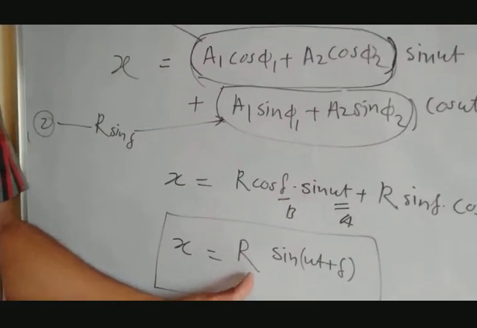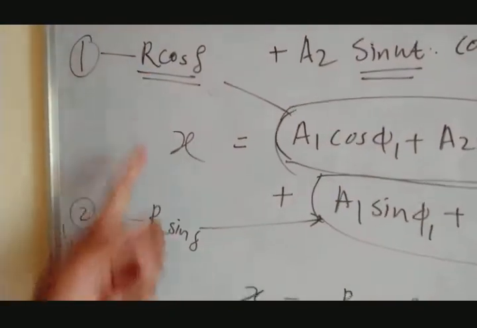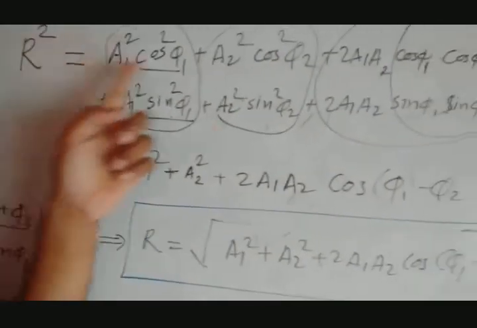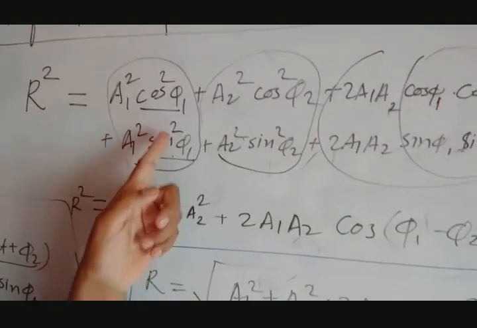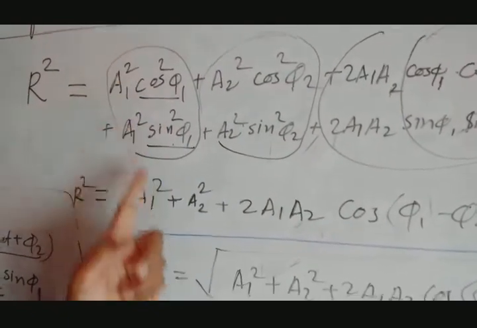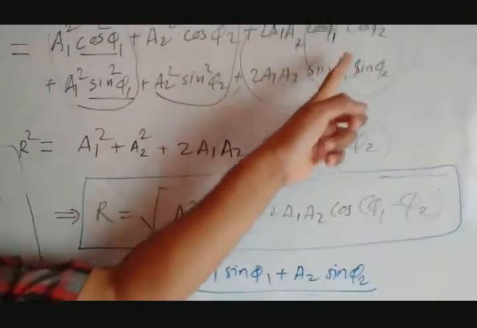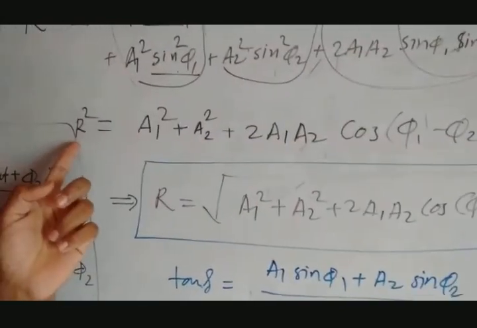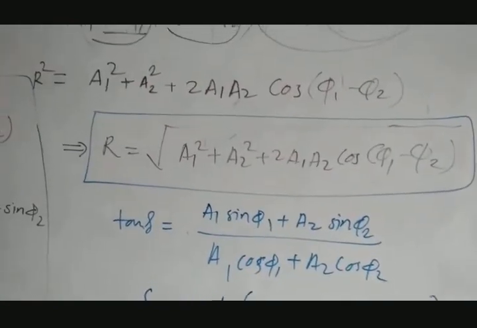Now we want to find out the amplitude and phase of the resultant motion. For that, what we have done, we have squared equations 1 and 2 and added them. Just solve it further. Sin square phi 1 plus cos square phi 1 is 1, so a1 square common. Similarly a2 square common, plus twice a1 a2, and these two terms added together give cos of phi 1 minus phi 2. This is r square. So what is r? Square root of this term. In this fashion we have found the amplitude r.